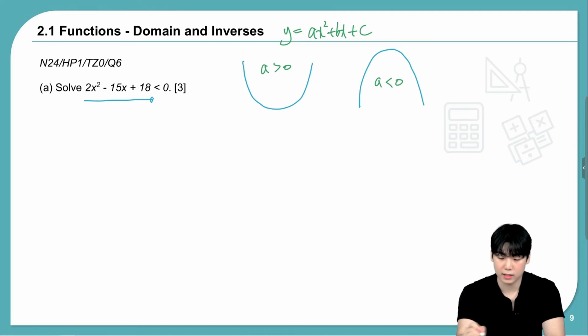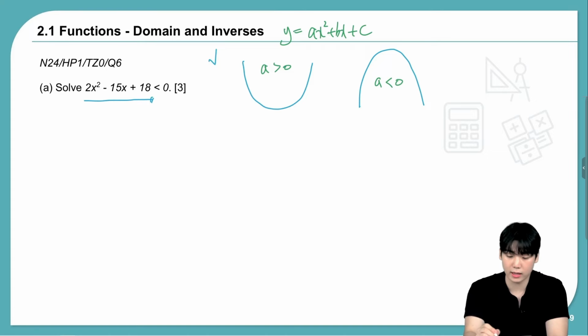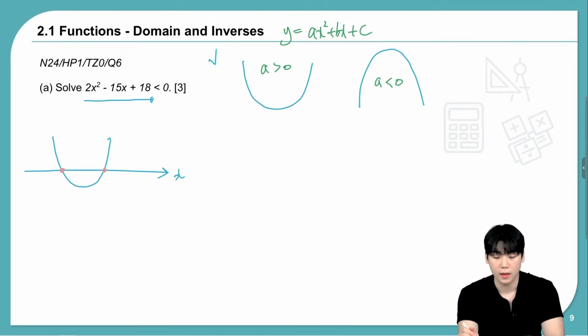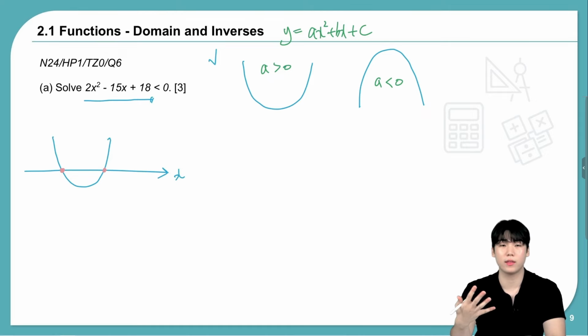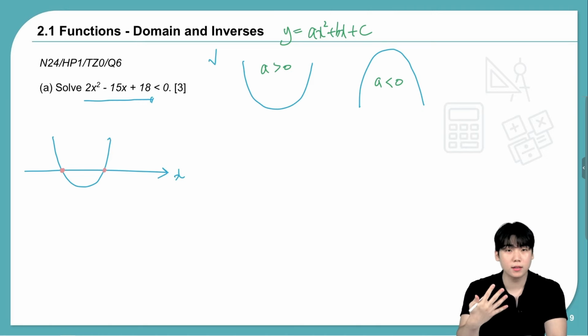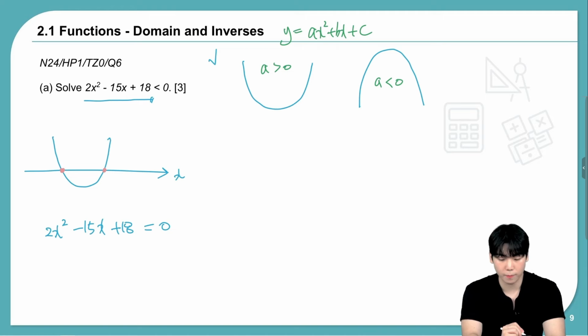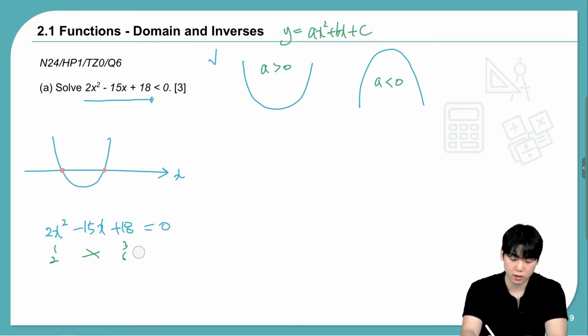So, in this case, it's the happy face. So, I still need to find, given the x-axis, I would try to identify these two critical points. And in order to find the critical points, that means I have to equate the whole thing and find the x-intercept. So 2x squared minus 15x plus 18 is equal to 0. And we need a little bit of trial and error. I'll try to do 1, 2, and 3, 6. Crossing, that gives 6 and 6. That does not work, so I'll have to try again.